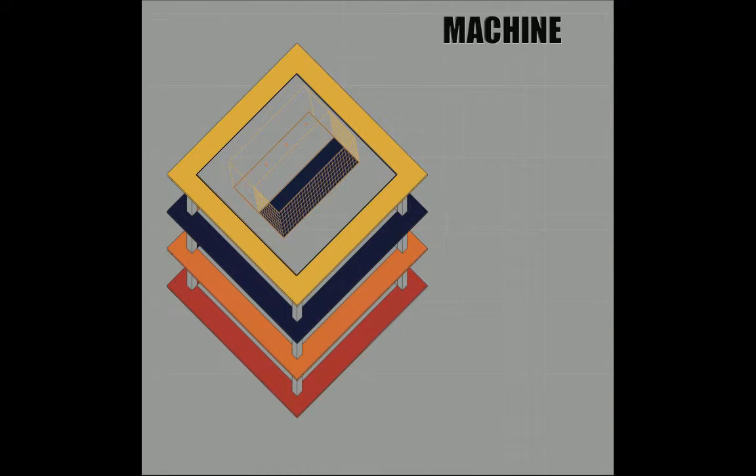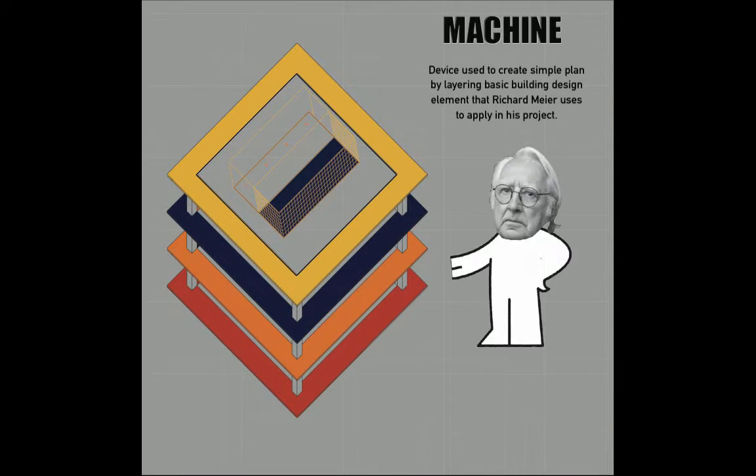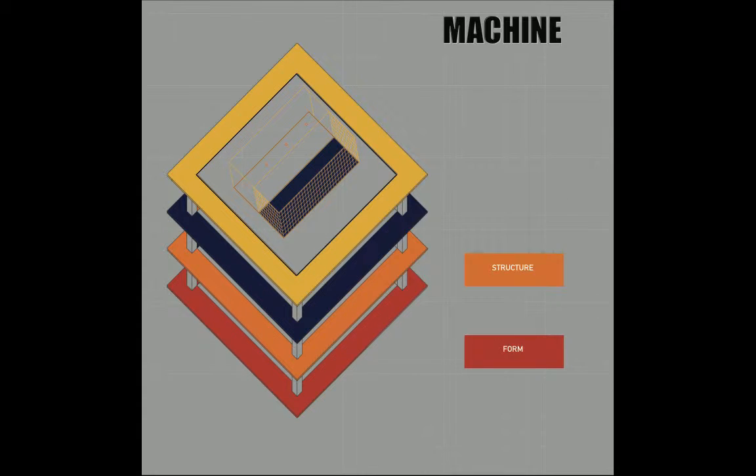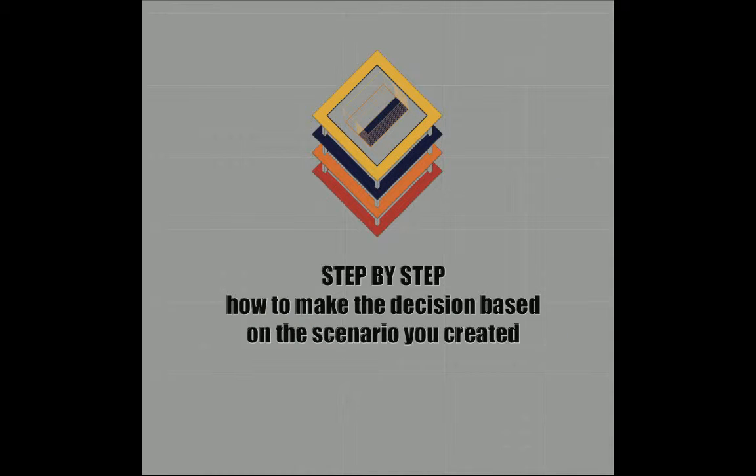This machine is the device used to create simple plans by layering basic building design elements that Richard Meier used to apply in his project. You'll be given a catalog of the form, the structure, the division of the program and open space, and the material to layer them on top of each other in the designated platform of the machine. Step-by-steps on how to make the decision based on the scenario you created.